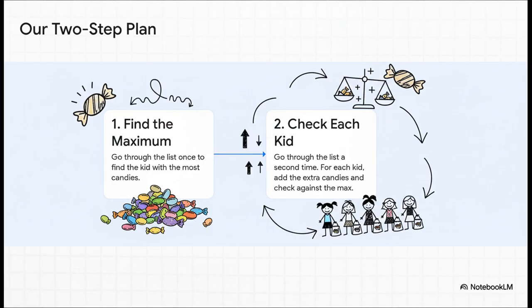Step 1, we make one quick pass through the list, just to find that single maximum number. We find it, we store it. Step 2, we make a second pass through the list. This time, for each kid, we ask our question: is their current candy count, plus the extra candies, greater than or equal to that maximum we just found?